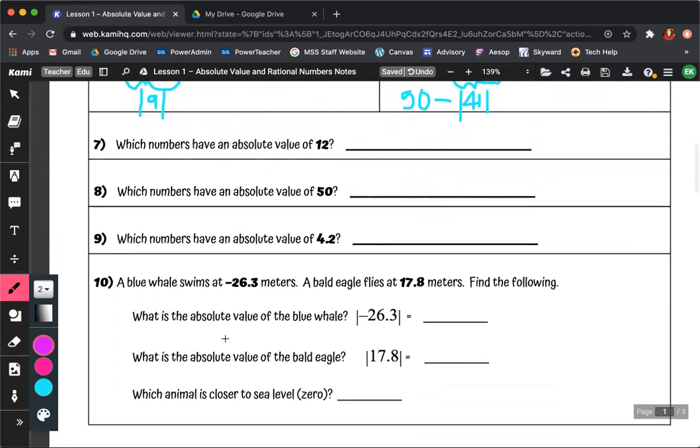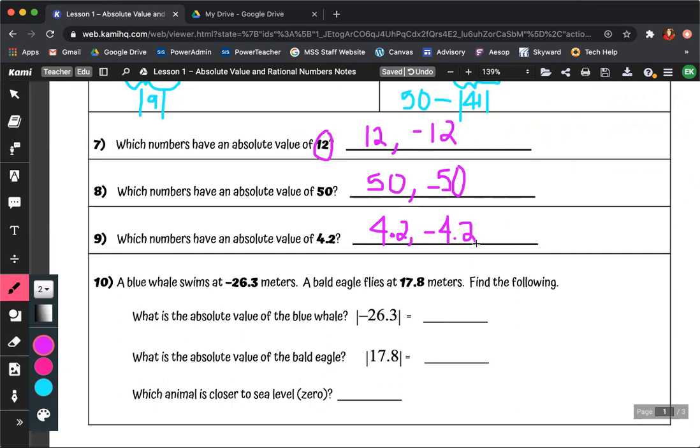Then looking at which numbers have an absolute value of 12. So there should be two values, +12 and -12. Both have the absolute value of 12. Which numbers have an absolute value of 50? +50 and -50. And what about decimal 4.2? Positive and the negative.